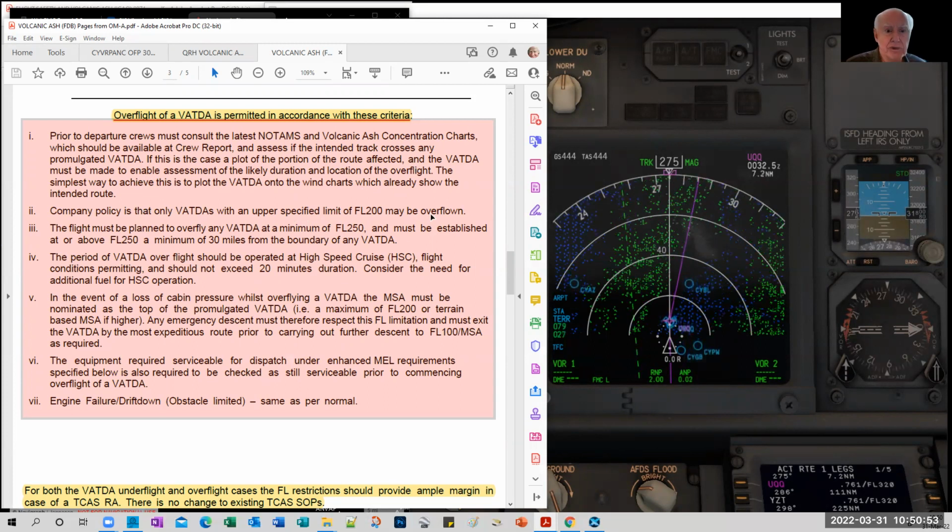The reason why I've chosen this company's SOPs is I feel they're by far the best in the world. The flight must be planned to overfly any VATDA at a minimum of flight level 250 and must be established at or above flight level 250, not to exceed 20 minutes duration.